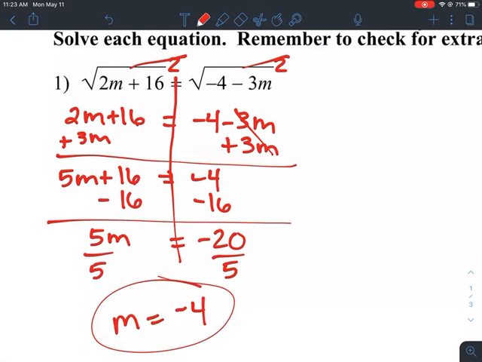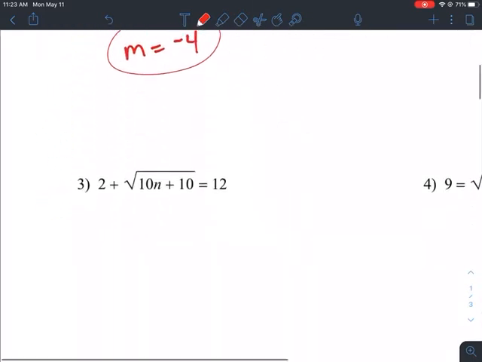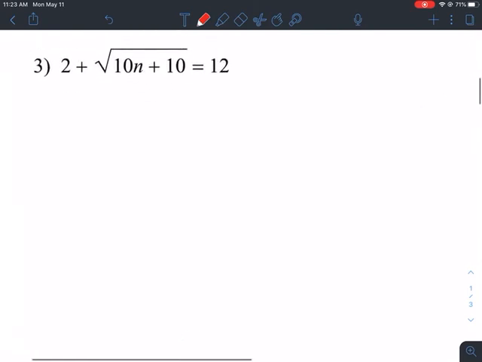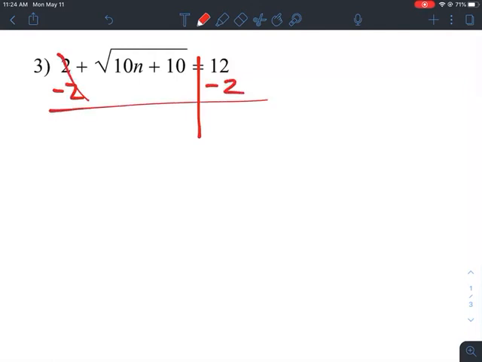So when you have that, it's really not too bad. When you have one like this, it's a little different because you want to get rid of the numbers outside the radical first. I'm going to get rid of this 2 by subtracting 2 on both sides. The numbers on the inside are stuck there and you can't do anything until you get rid of the radical. But you can't get rid of the radical until the outside numbers are gone. So just keep that in mind. But anyway, 12 minus 2 is 10.